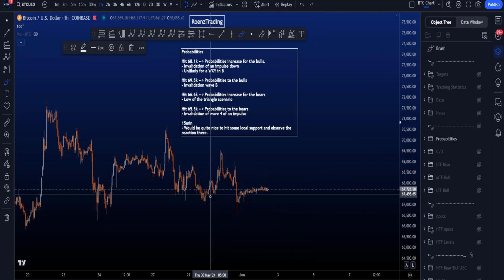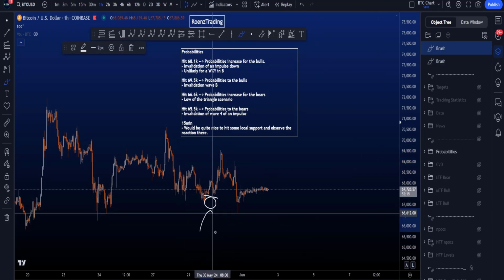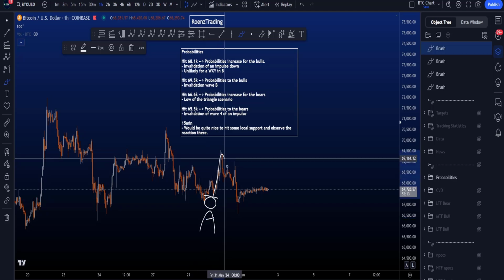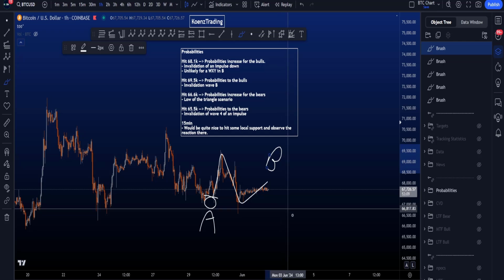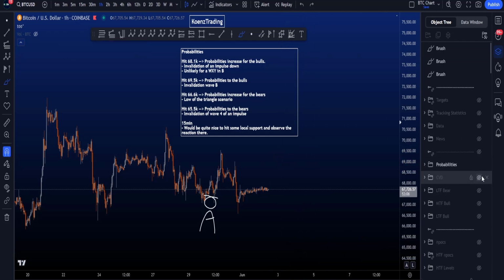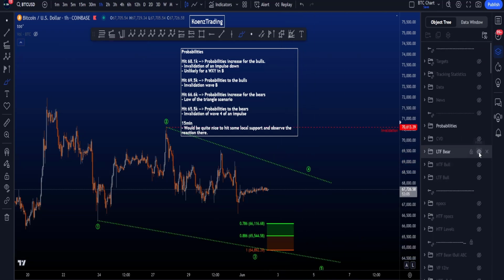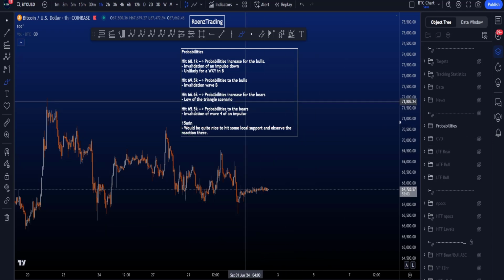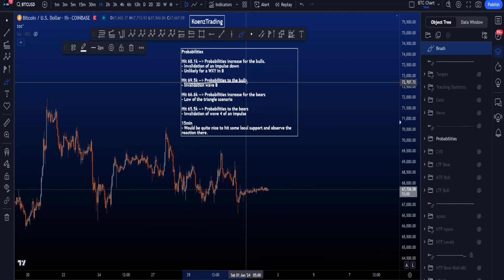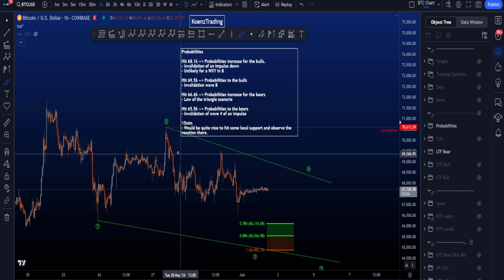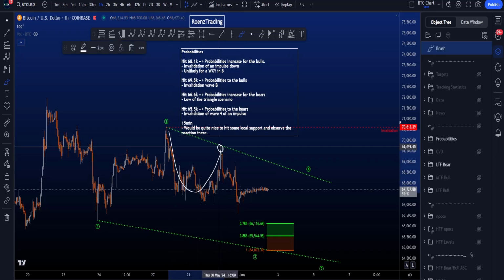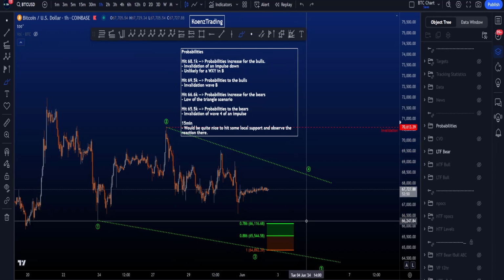Also, a WXY in B for that scenario, A, B, C, is currently not yet the highest probability scenario, where this has to be the end of your wave A, and then you need to look for a W, X, and then a Y inside a wave B, for then eventually a wave C to the downside inside that leading diagonal, wave 3. If price can hit 69.5k, then the probabilities will significantly increase for the bullish scenario, as that is at the moment your invalidation for a wave B and a wave A, B, and then a wave C to the downside.